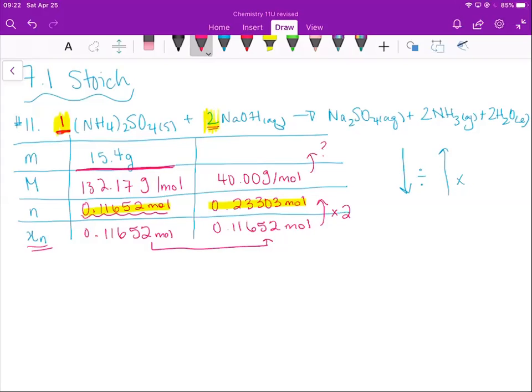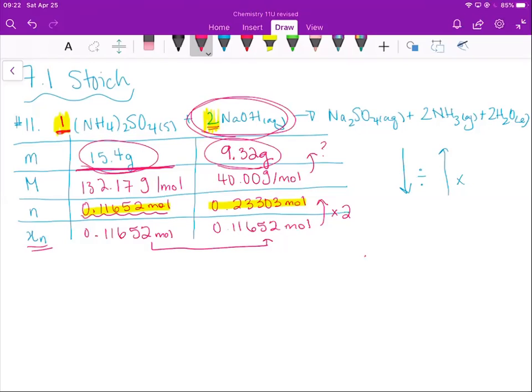Okay, so again, since we're going up, we're going to find the mass, we're going to multiply 0.23303 by 40. And I get 9.32 grams. So do you see there's a big discrepancy? Even though you need double the amount of sodium hydroxide, you require 9.32 grams of sodium hydroxide, whereas half the amount in terms of moles of ammonium sulfate is 15.4 grams. And it's because this formula unit is just so much heavier. Don't look at grams as a scale. You have to look at moles.